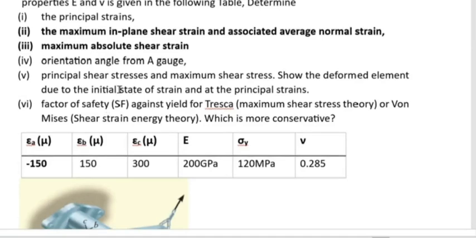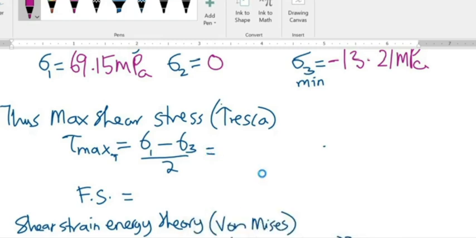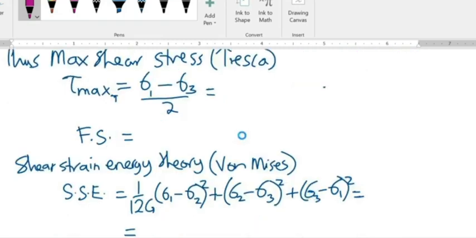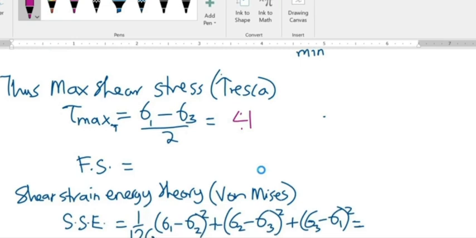Here we're asked to determine the maximum shear stress according to Tresca and von Mises. So Tresca is the maximum shear stress theory, and the von Mises is the shear strain energy theory. So let's look at the two and see which is more conservative. For the Tresca maximum shear stress, all we need is the maximum minus what? The minimum. And so the negative is the minimum. And so when you do it correctly, you will end up with 41.18.